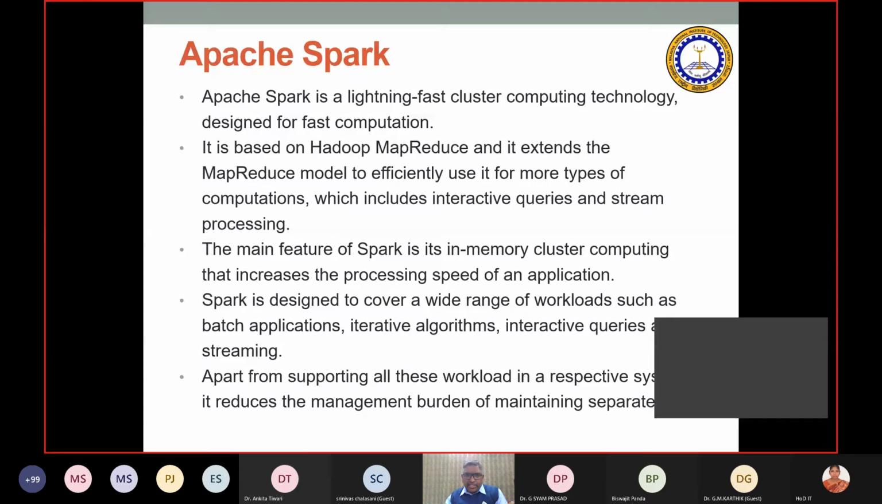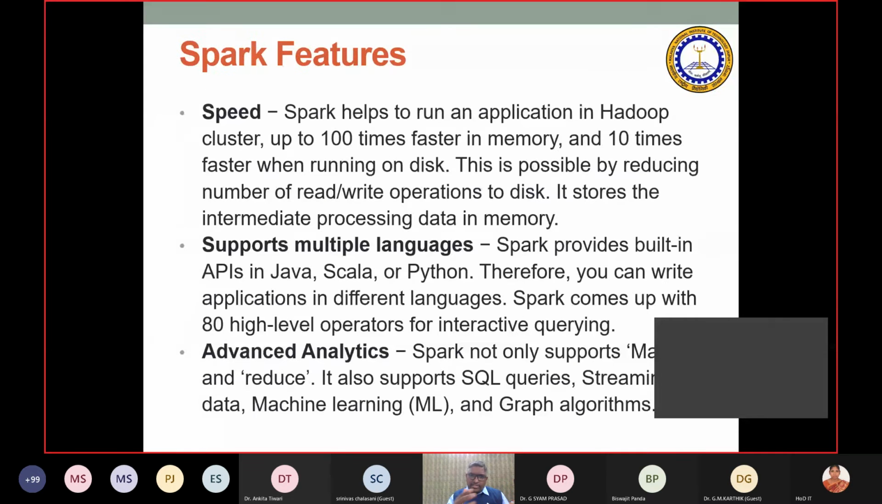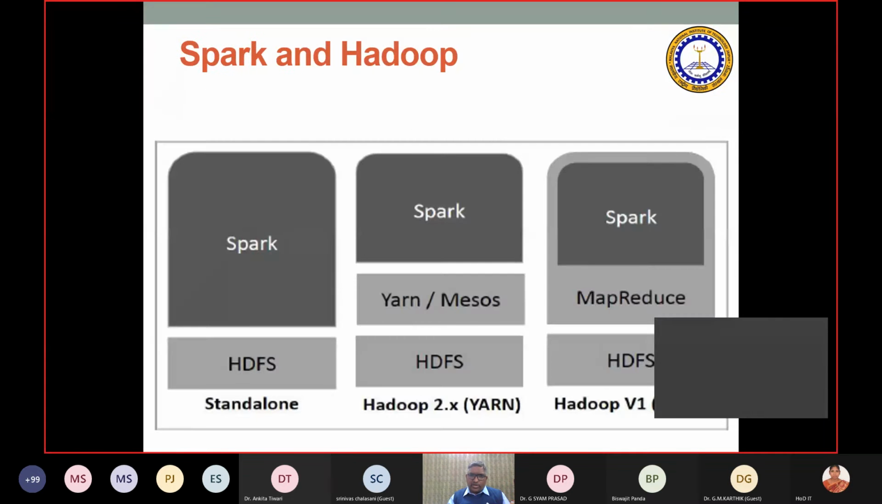So the basic definitions I have talked about. You can look at these slides a little later. The main feature is in-memory cluster computing, which increases the processing speed of an application. Spark has two advantages. One is it is faster. Second is it can run without Hadoop. Third is it is written in Python, which is definitely quite easier. So that's the basic thought, right?